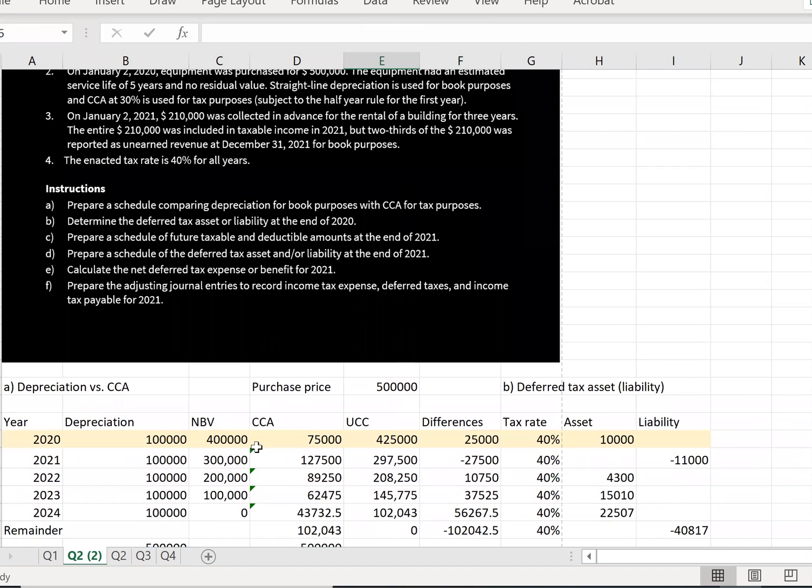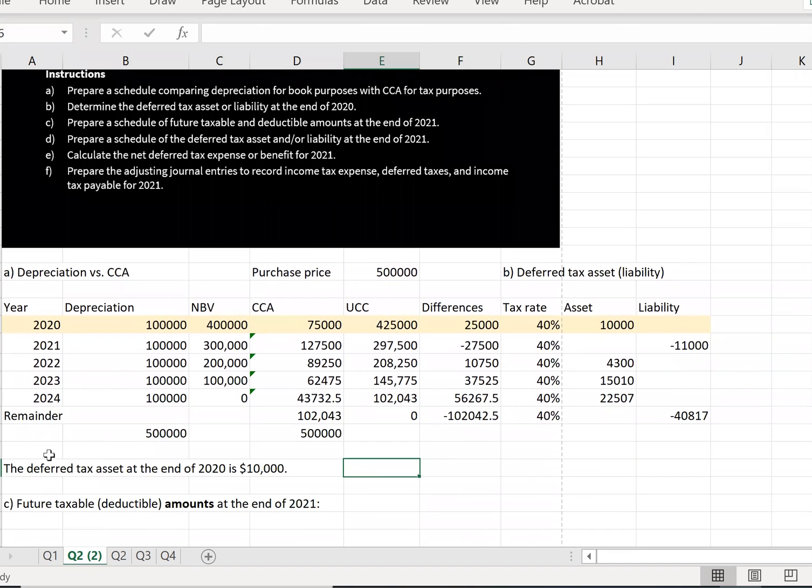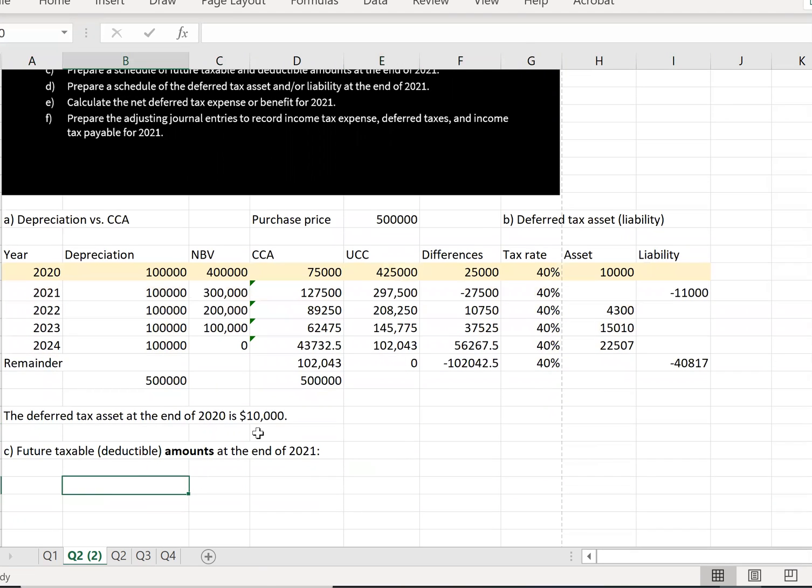So let's create this schedule here. We're going to run the years across the top. The items we're going to have are CCA, and there's a rent item above that we'll take a better look at. So we've got end of 2021, which means we're looking forward. So we're going to have 2022, 2023, 2024, and the remainder.